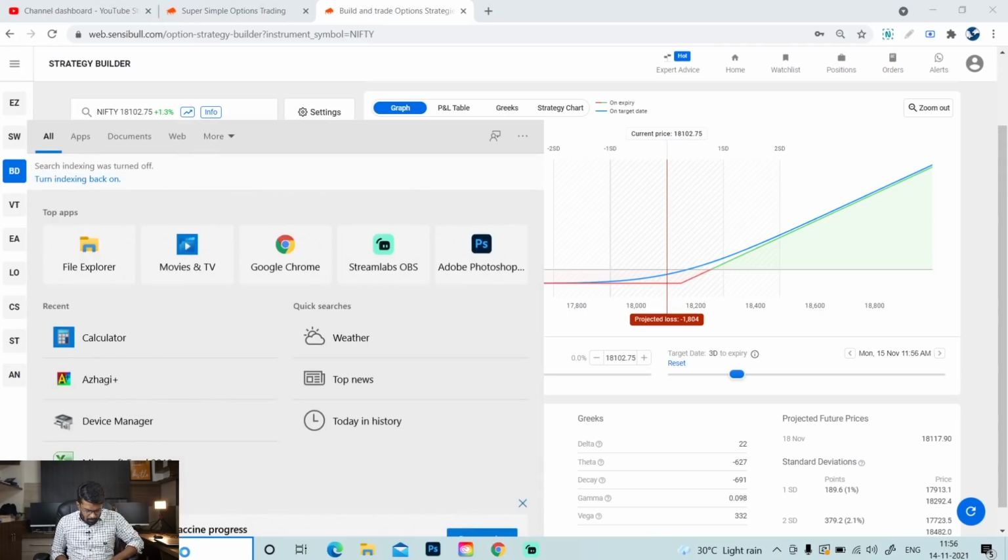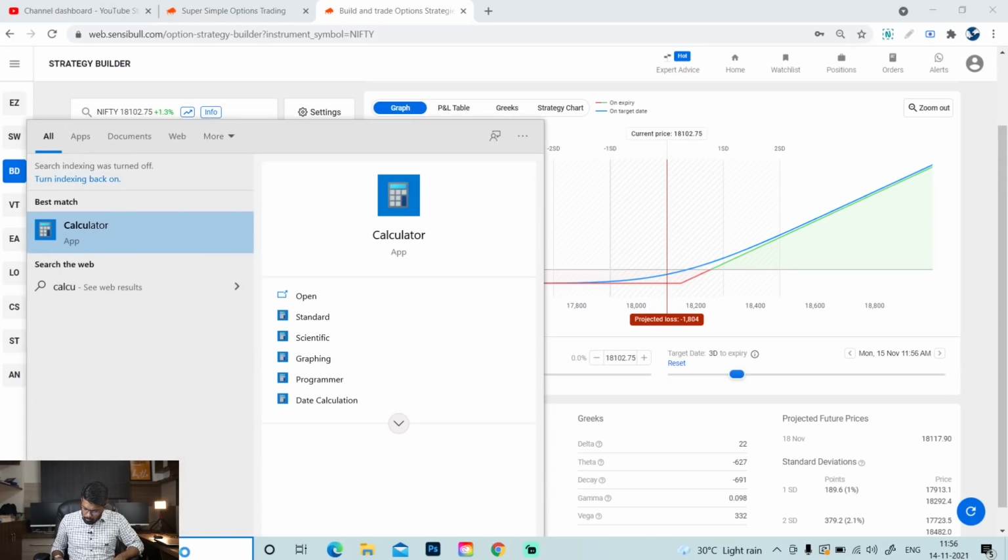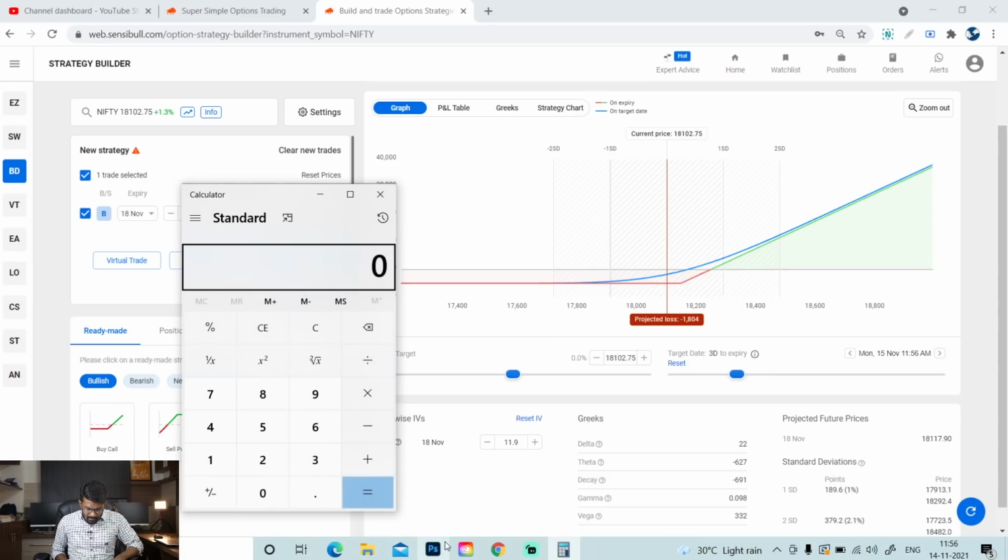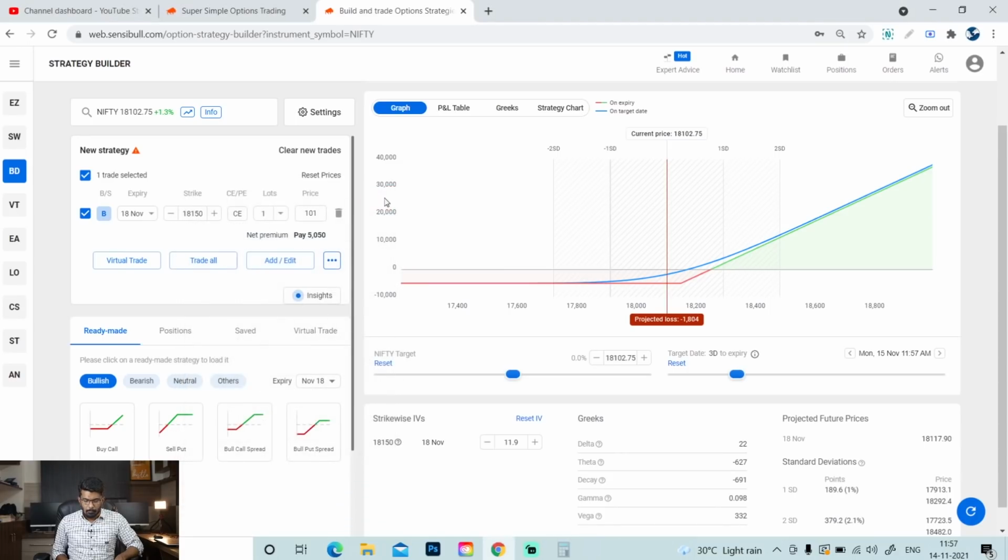Now, how do you know what the delta is? Just go to the calculator. It's a very simple calculation. 22 divided by 50, that is 1 lot, is equal to 0.44. Now 0.44 into 50, how much? It is 22. So the delta here is around 0.44. Nifty 1 lot is around 50 units, and 1 unit has 0.44 delta. So you have to remember this in mind.